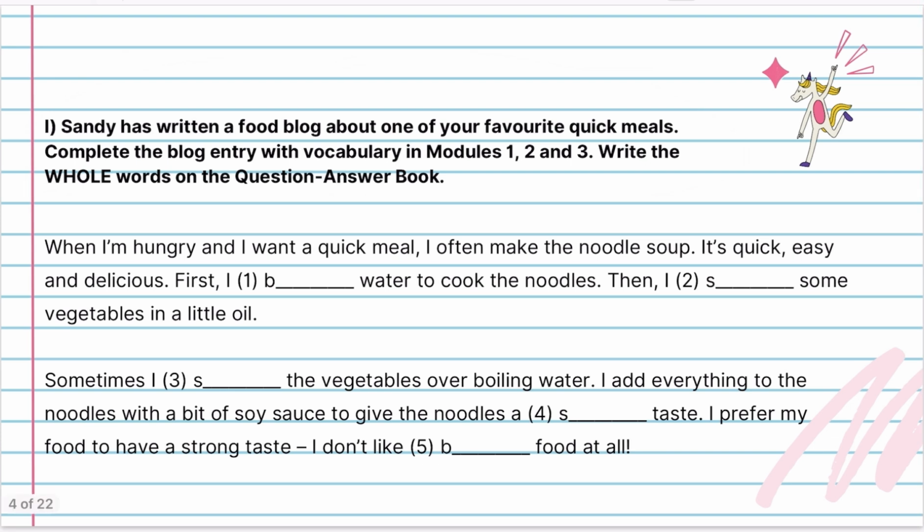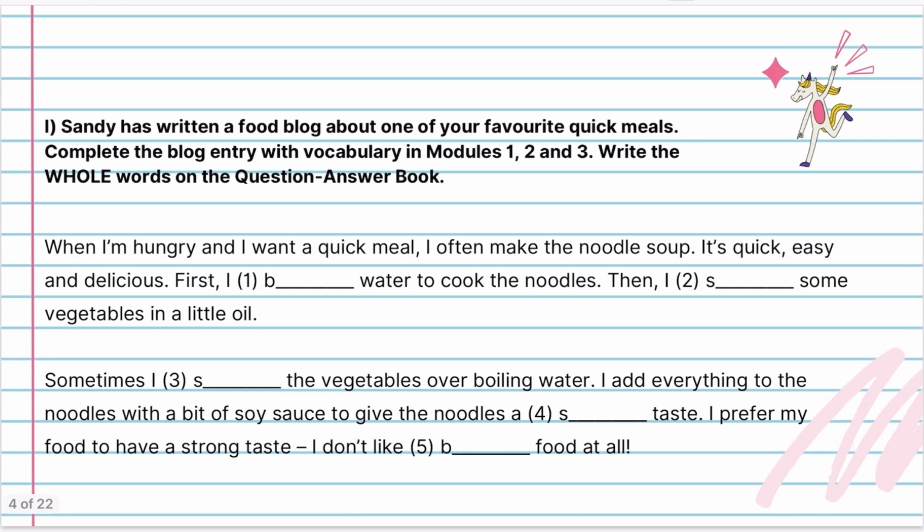Sandy has written a food blog about one of your favorite quick meals. So you are asked to fill in the blanks of this blog entry with the vocabulary that you have learned from modules 1 to 3. So when I'm hungry, I want a quick meal. I often make the noodle soup. It's quick, easy, and delicious.